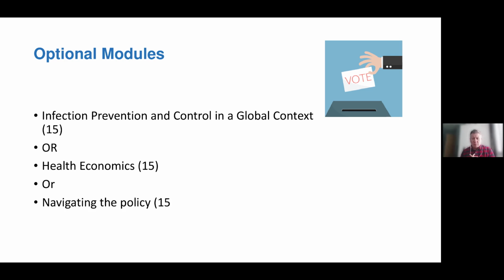So that's the 3 optional modules, like I'd mentioned earlier: infection prevention, or health economics, or navigating the policy. All contain 15 credits towards your academic program achievement as well. So that's just there for you to have an eye on for when you get the chance to vote for which optional module you would like to participate in.